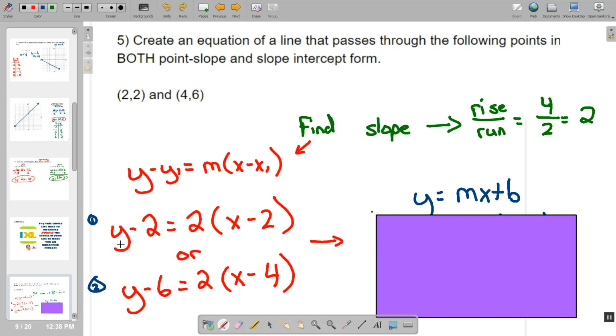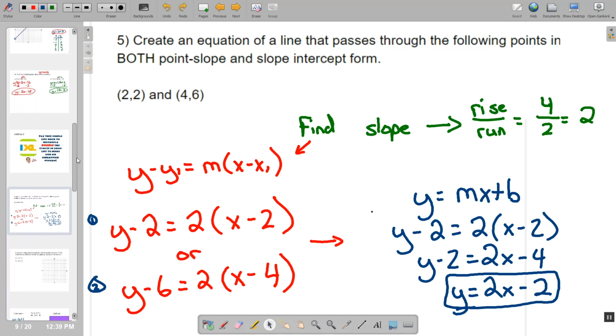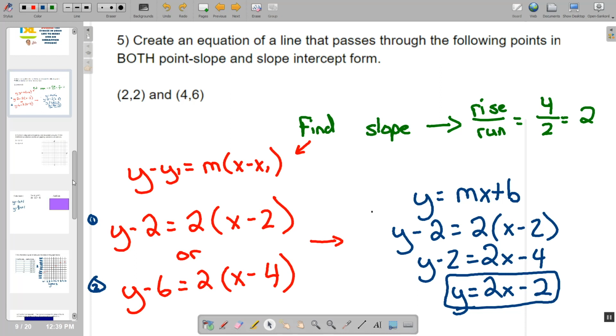Now, most people are going to choose the one at the top because the numbers are smaller, but they are both correct, and they will convert into the same slope-intercept form no matter what you did. Now, I only did the top one, but if we did the bottom one with the distributive property, it would end up giving us the same thing, which is y equals 2x minus 2. If I graphed those lines, they would all end up on top of each other.